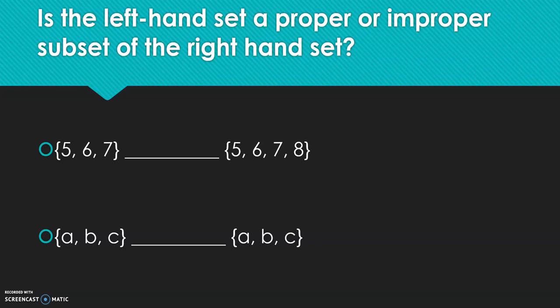Is the left-hand set a proper or improper subset of the right-hand set? {5, 6, 7} and {5, 6, 7, 8}. Everything in the first set is in the second set, but they are not the same. It's a proper subset. {A, B, C} and {A, B, C}, they are the same. It is an improper subset.